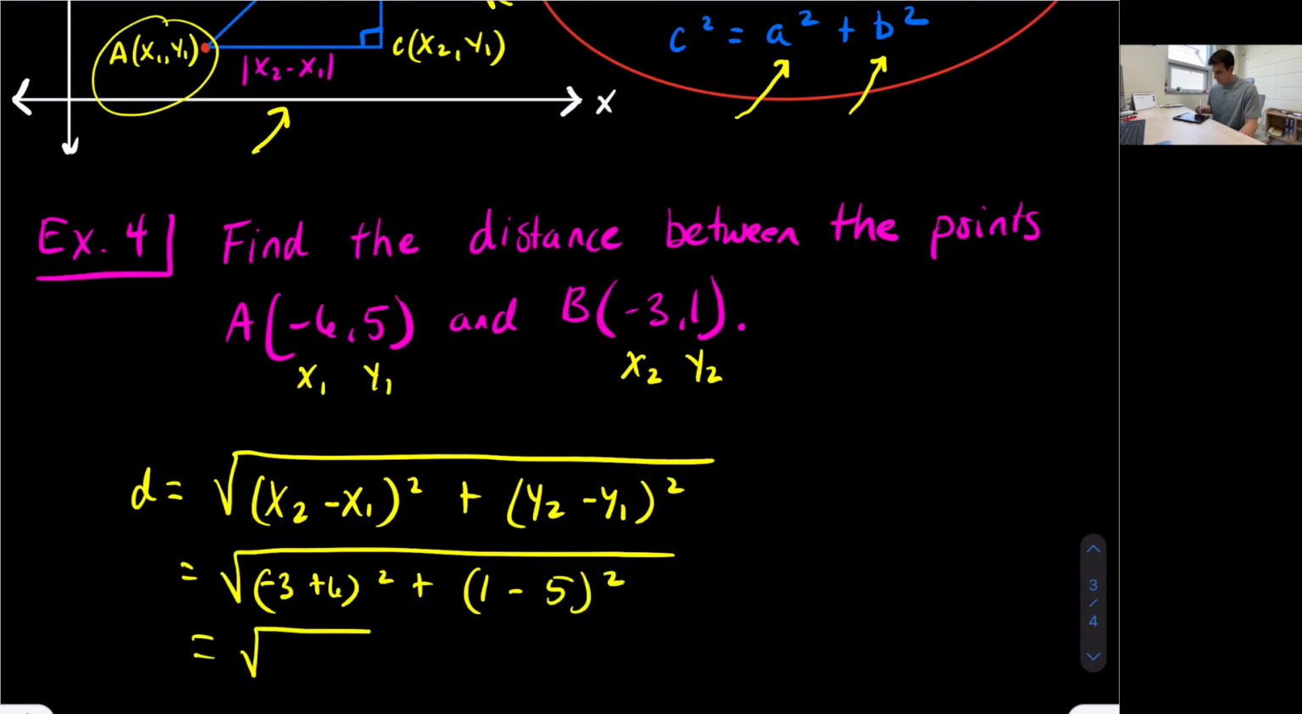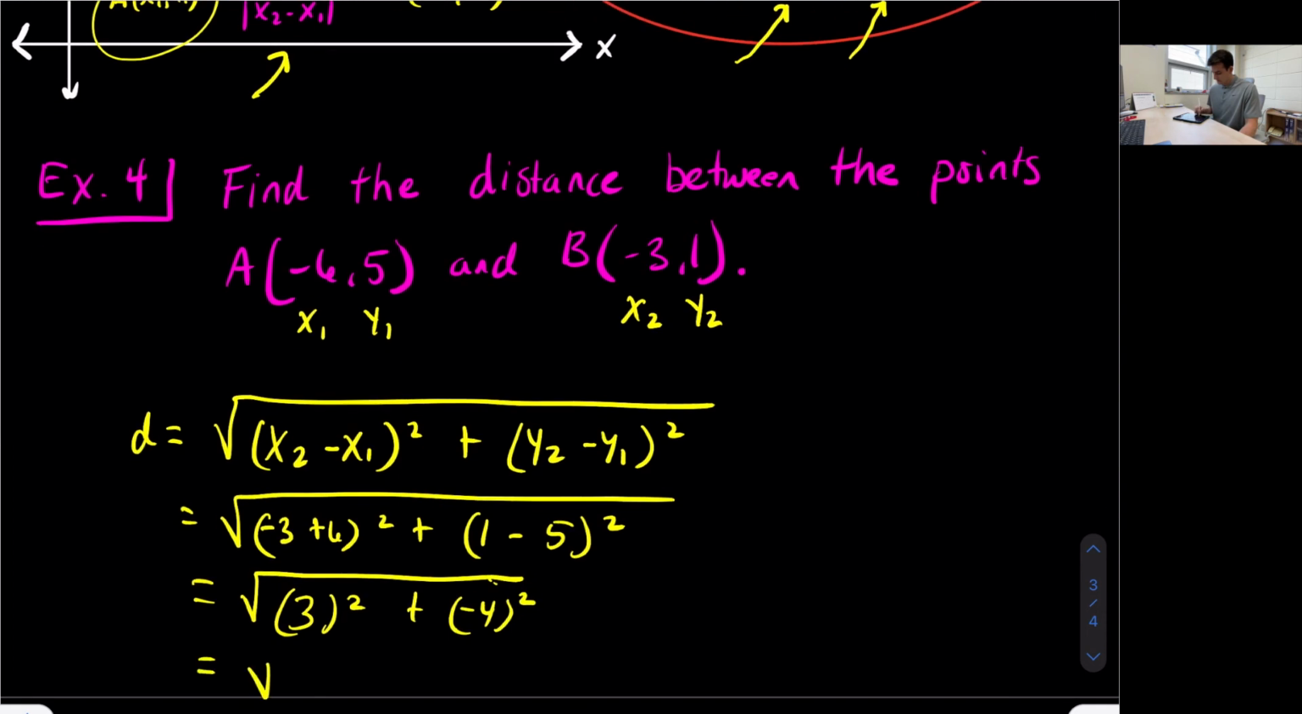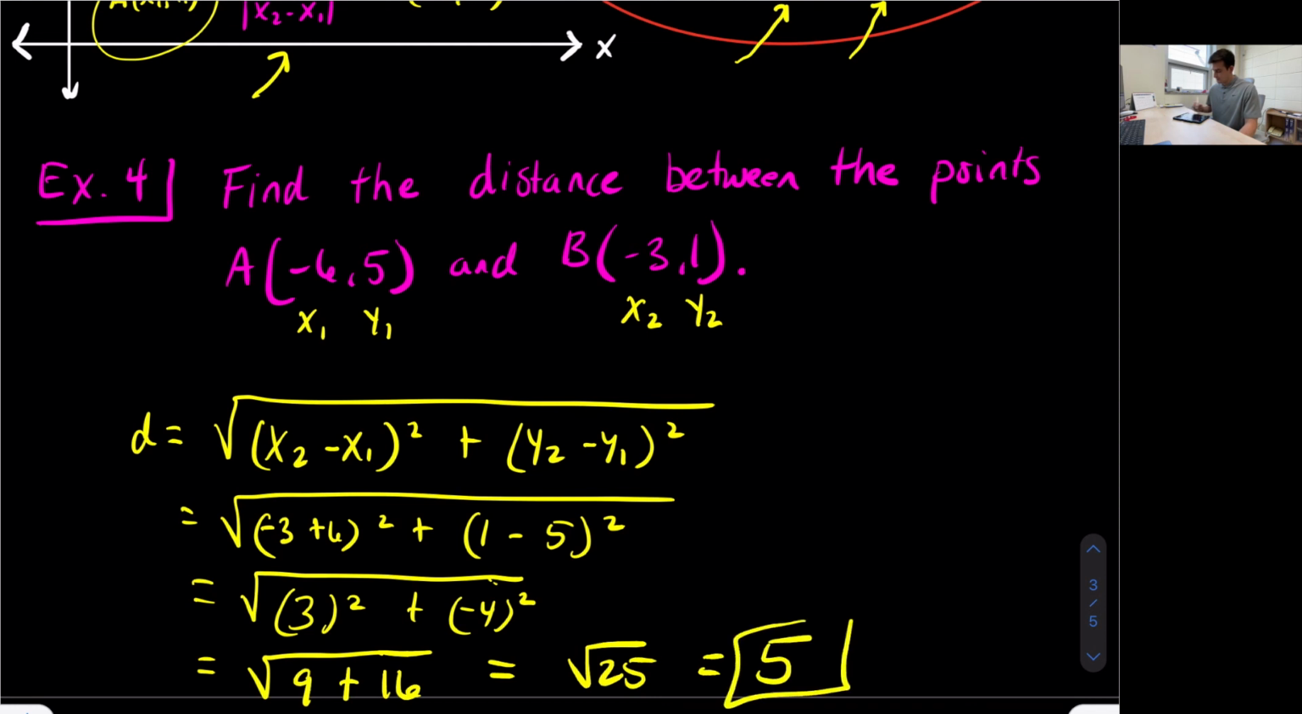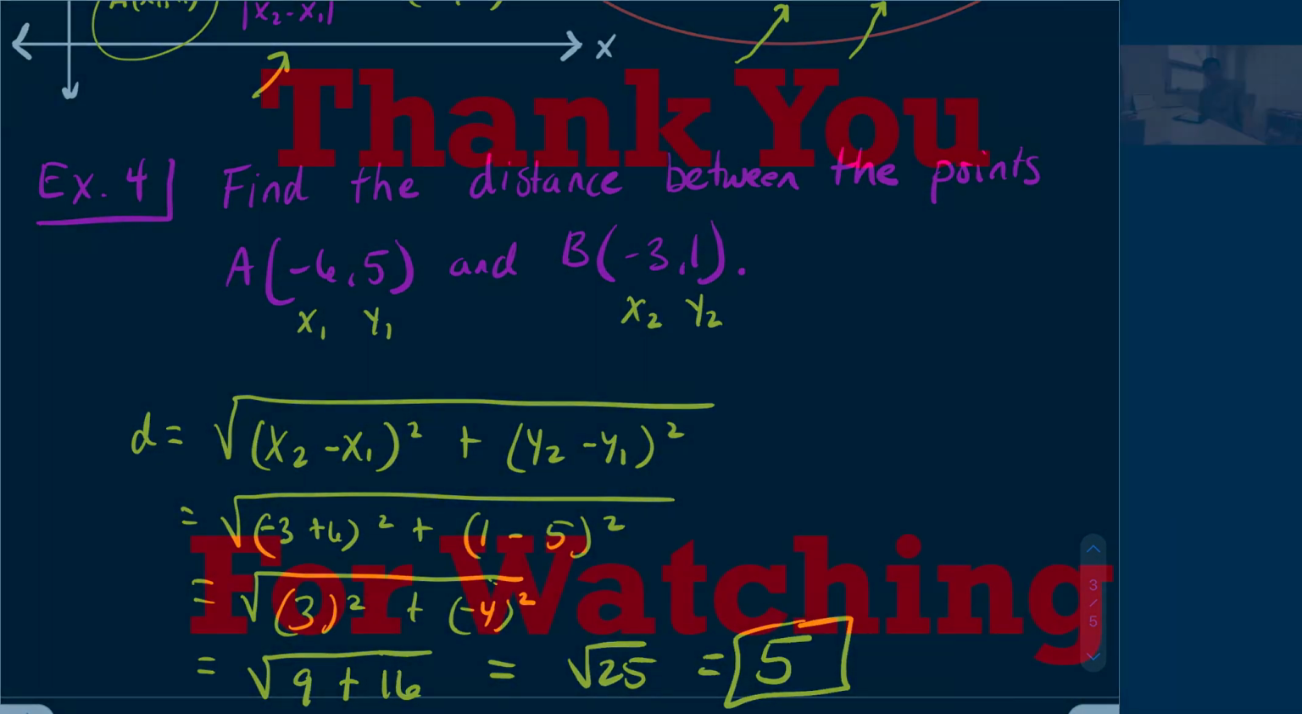Now we can simplify each of those. -3 plus 6 is 3, so we get 3 squared. 1 minus 5 would be -4, so we have -4 squared. And now we can say 3 squared is 9, plus -4 squared would be 16, and that equals the square root of 25, which is equal to 5. So the distance between A and B is 5 units, and that's the distance formula.